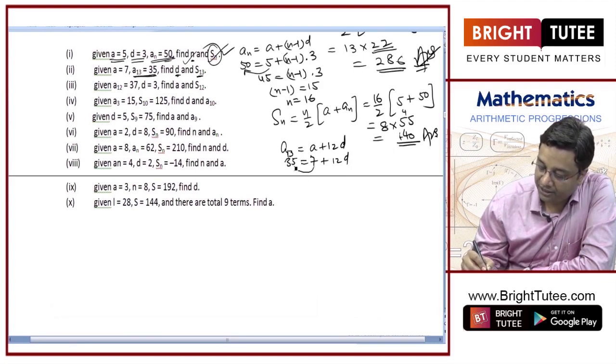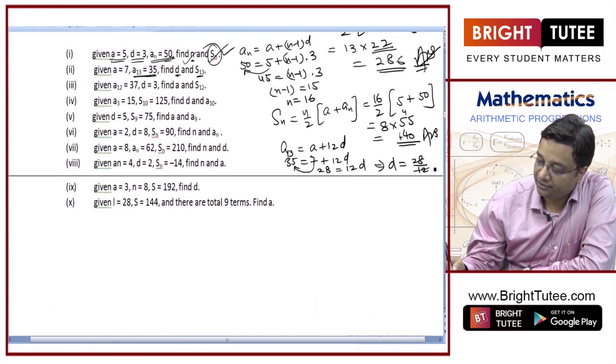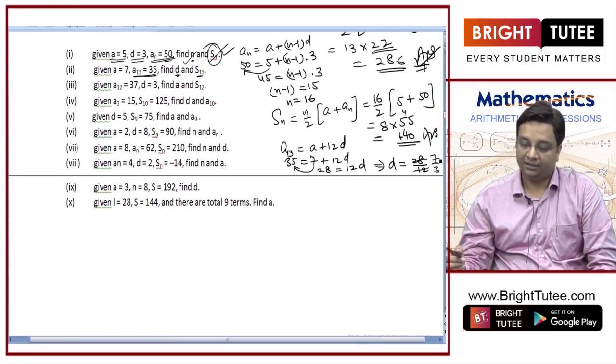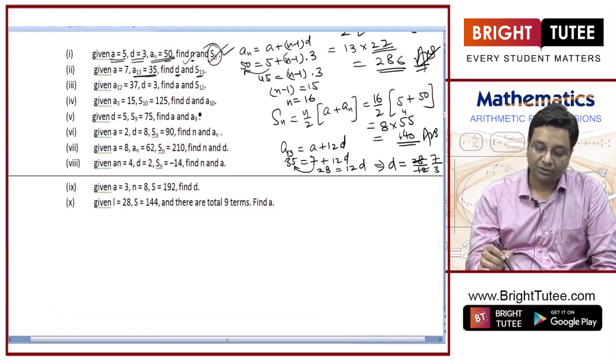So 35 minus 7 is equal to 28, right? 28 is equal to 12d. So we can say that d is equal to 28 by 12, so d is equal to 7 by 3. Now you know how to find S13.